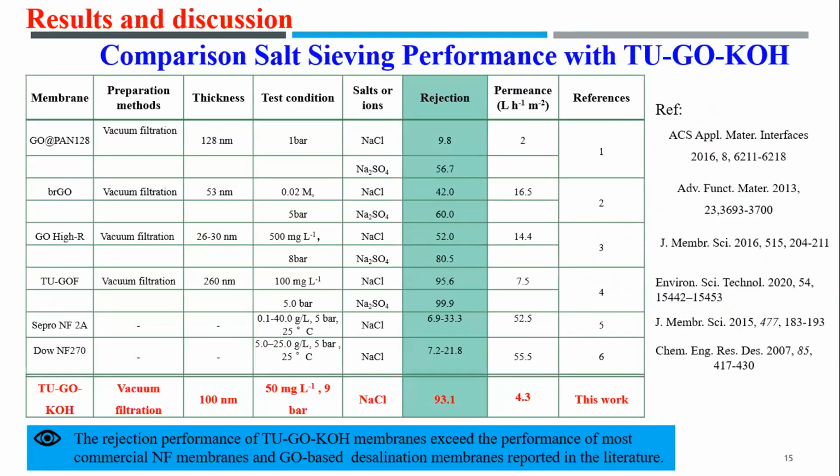And then we compare the separation performance of the SiO2-graphene oxide potassium hydroxide membrane with other reported nanofiltration performance. And the table shows that the rejection performance of the SiO2-graphene oxide potassium hydroxide membrane exceeds the performance of most commercial nanofiltration membranes and the GO-based desalination membranes reported in other literature.